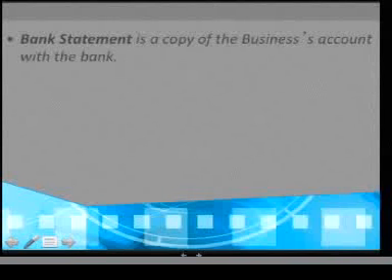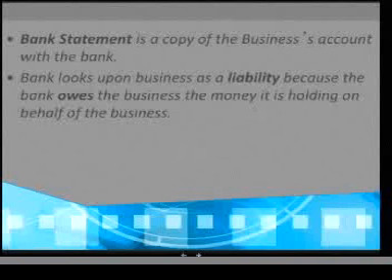Okay, so we need to be certain here that when we are doing our prac work, that we'll be dealing with cash receipts journals, cash payments journals, bank accounts in the business's records, and also these bank statements. And you need to have clear in your mind that that bank statement is a copy of the business's account with the bank from the bank's perspective.